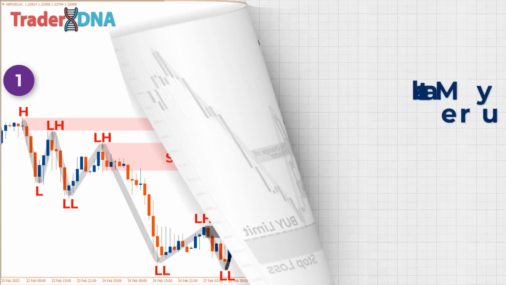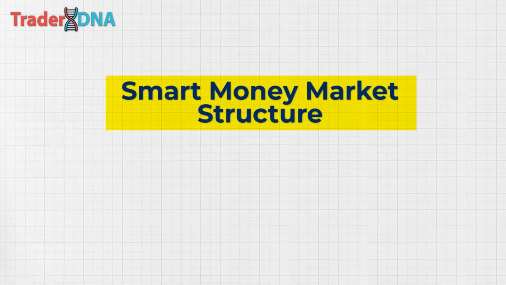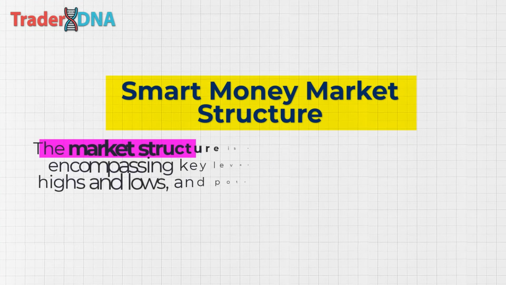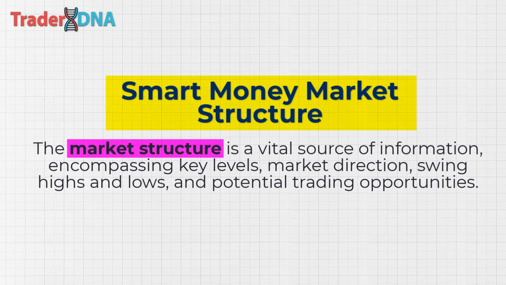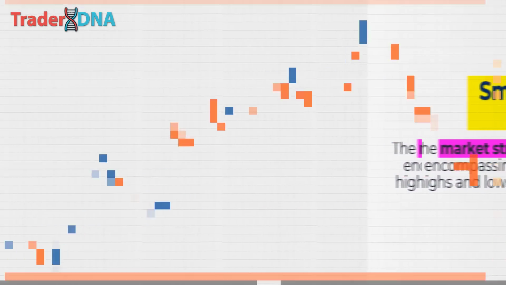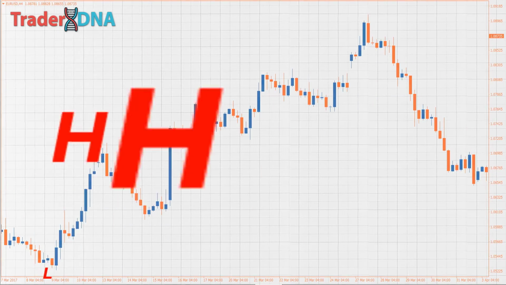Let's proceed to our next topic. Smart money market structure. The market structure is a vital source of information, encompassing key levels, market direction, swing highs and lows, and potential trading opportunities. Let me walk you through some fundamental concepts about the smart money market structure.